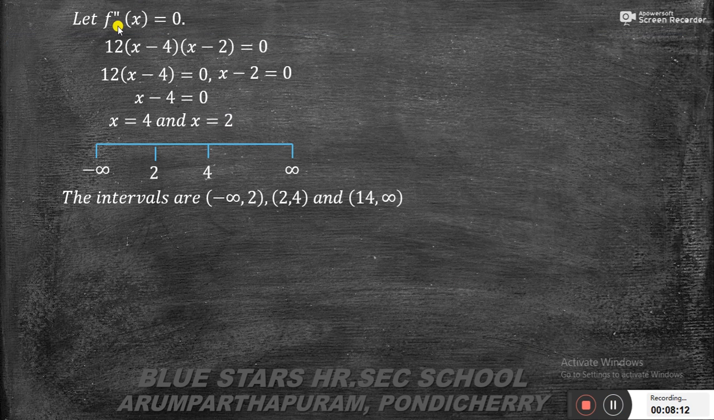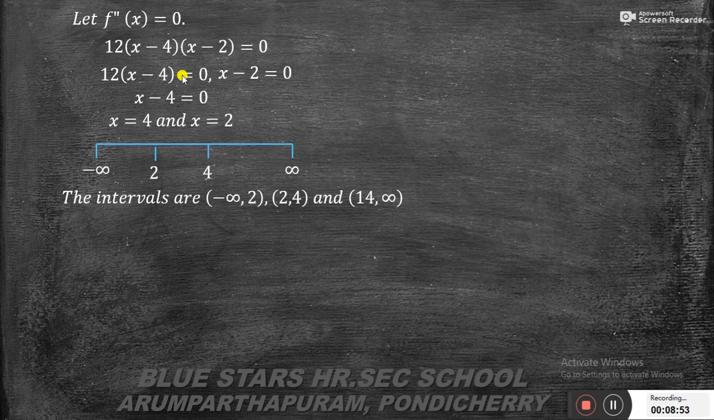Now I take f″ equal to 0. So f″(x) equals 0. Now I write the f″ answer, 12 into (x − 4)(x − 2) equal to 0. There are two factors: the first factor is 12 into (x − 4), the second factor is (x − 2). Both factors are set equal to 0. Now I equate each factor to 0. So I write 12 into (x − 4) equal to 0, and x − 2 equal to 0. 12 is a number not equal to 0, so we omit that. Only the terms with the variable x are considered for equating to 0.